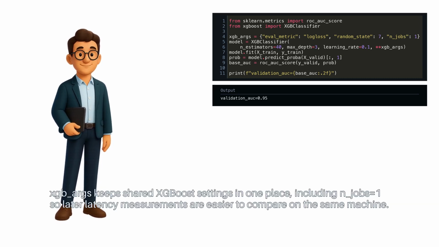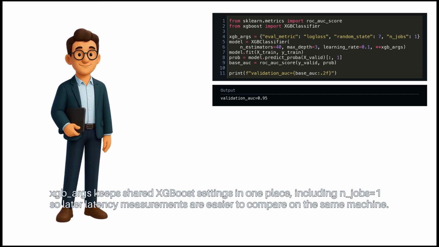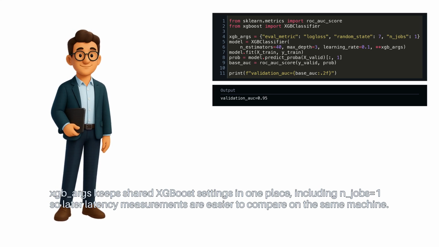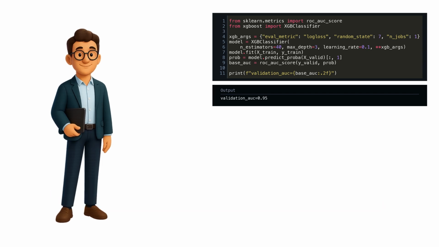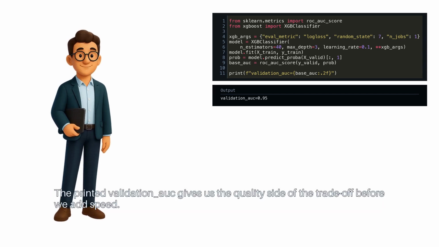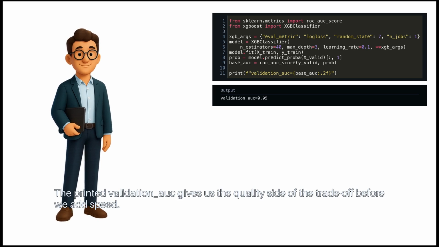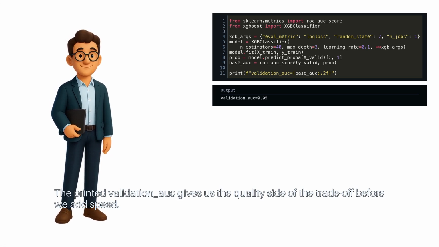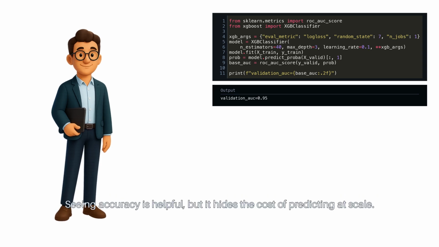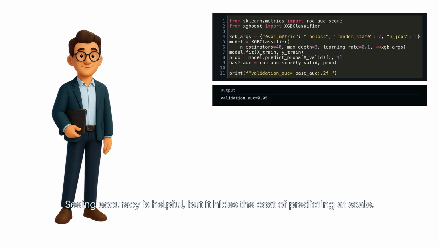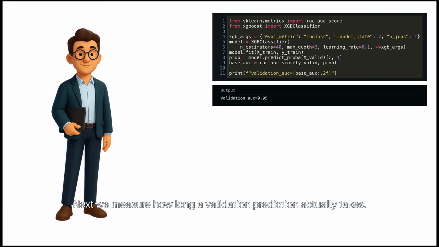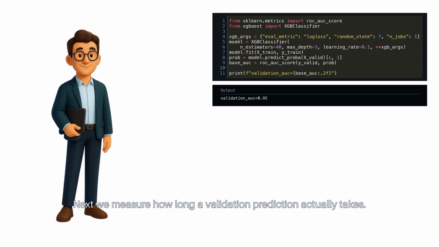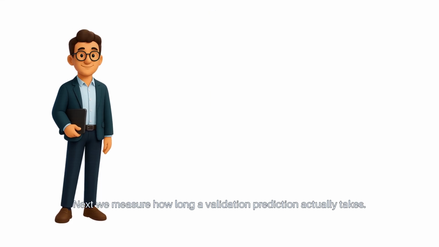xgb_args keeps shared XGBoost settings in one place, including n_jobs=1, so later latency measurements are easier to compare on the same machine. The printed validation AUC gives us the quality side of the trade-off before we add speed. Seeing accuracy is helpful, but it hides the cost of predicting at scale. Next, we measure how long a validation prediction actually takes.